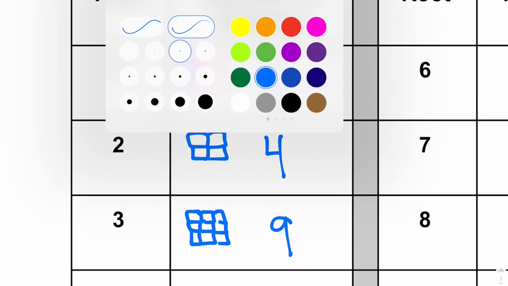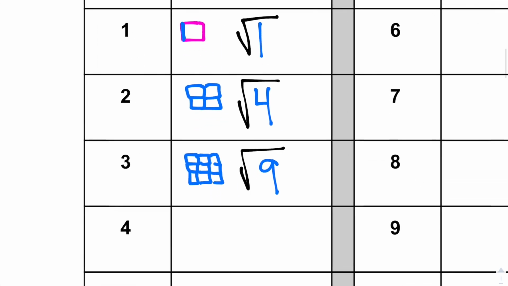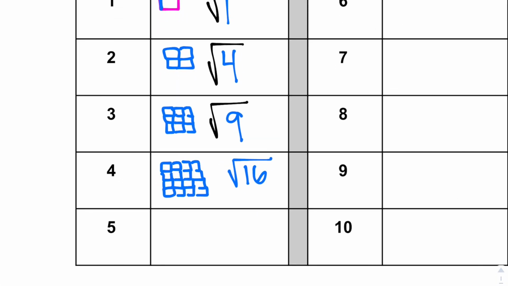Okay. So what I'm going to actually do here is put the square root. The square root of 1 equals 1. The square root of 4 equals 2. The square root of 9 equals 3. Okay, let's do 4. That means I need to have 4 Cheez-Its by 4 Cheez-Its. And the root of that is 4. The total number of Cheez-Its is 16. So the square root of 16 is 4.